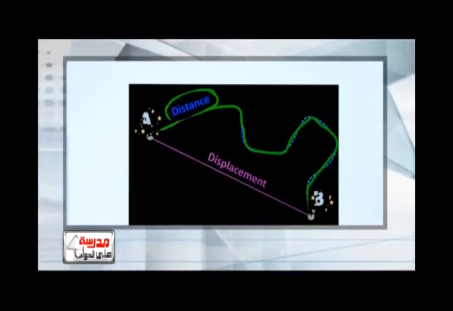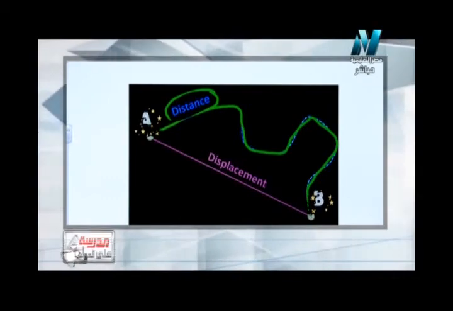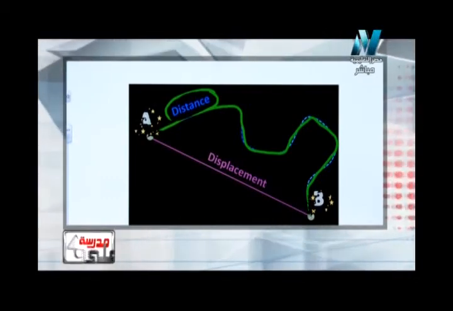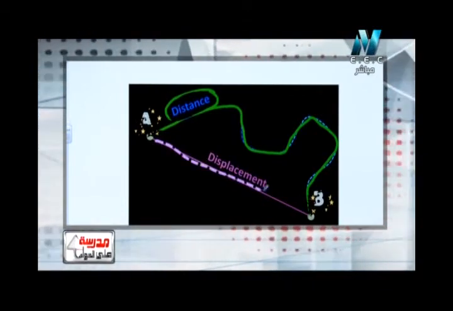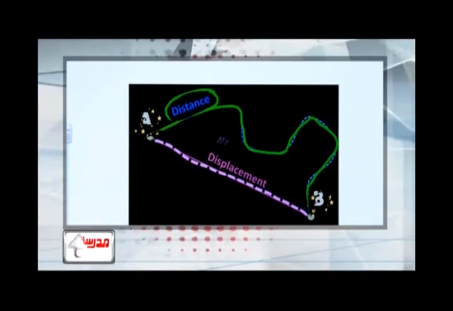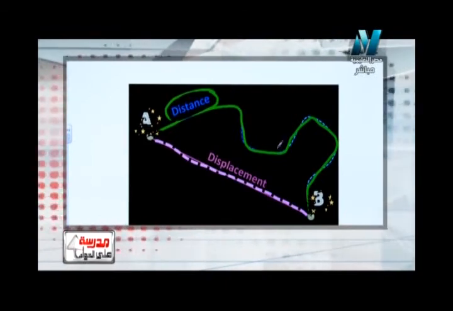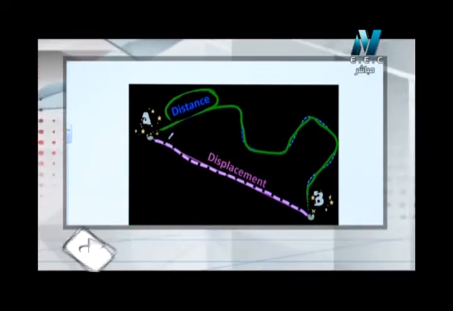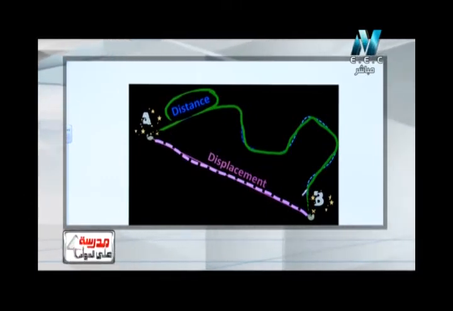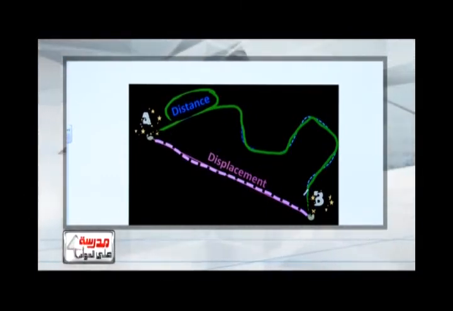So displacement here is the shortest straight line between the starting point and the ending point. This is the displacement, as you see. So here we know distance as the actual length between the 2 points, and displacement is the shortest straight line between 2 points. When I say 2 points, it means the starting point and the ending point.